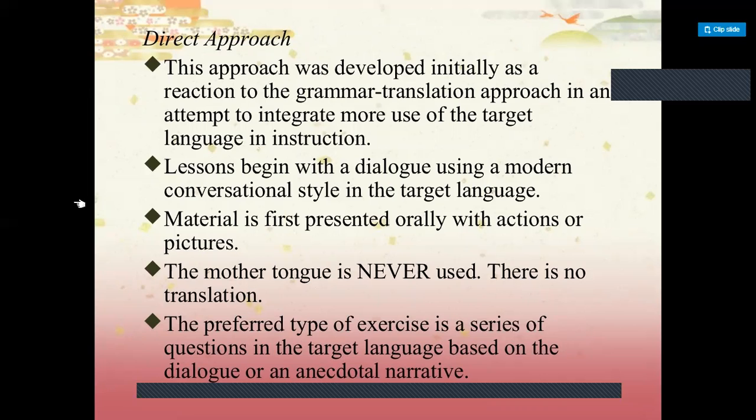Well, the direct approach was going to be sort of the counterpart of the grammar translation method. If in the grammar translation method, grammar and lexicon were the most prioritized ideas, the direct approach was going to be focused just on pronunciation and the way in which the language was going to be implemented in order to provide instructions and to create some dialogues, right? But these dialogues were just created, right?